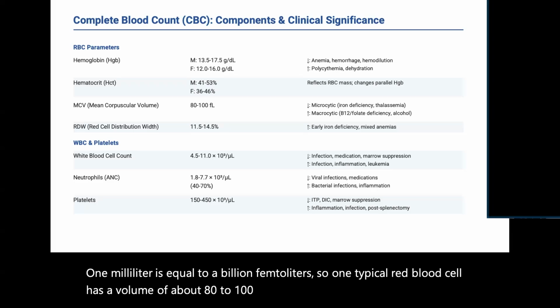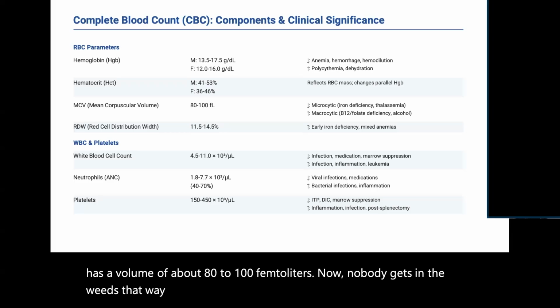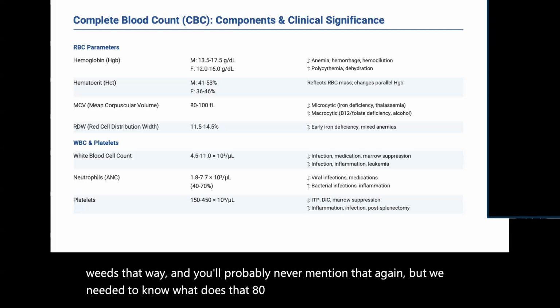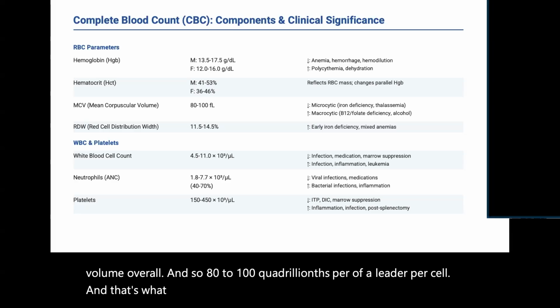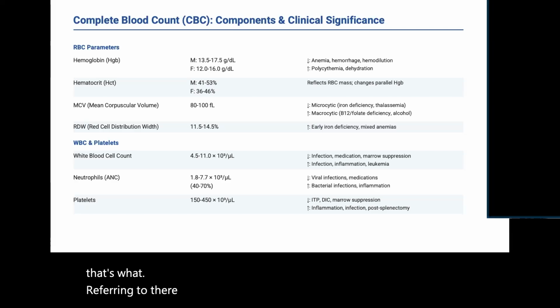Now, nobody gets in the weeds that way, and you'll probably never mention that again, but we needed to know, what does that 80 to 100 mean? It's in relation to the volume overall. And so 80 to 100 quadrillionths of a liter per cell, and that's what it's referring to there. So when we look at that, that is the unit of measure for these various indices.